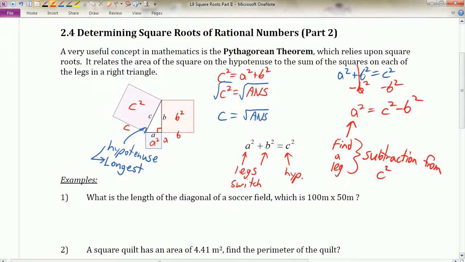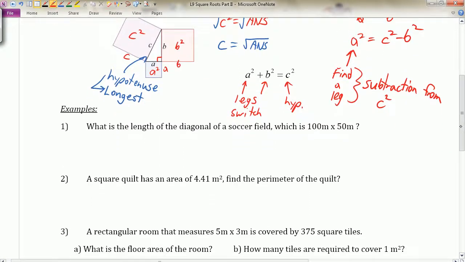What's your check? How do you know if you did it right? We just talked about it. It's that simple, guys. If c squared is the longest, you know you did it right. If it's not, you know you messed it up. You have to go back and change it. Okay? All right.